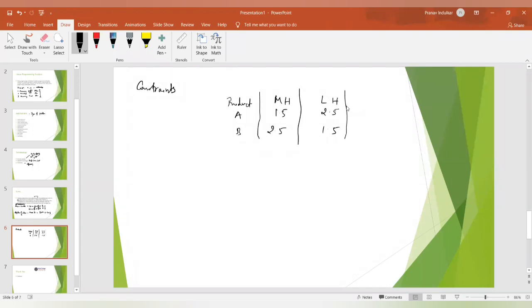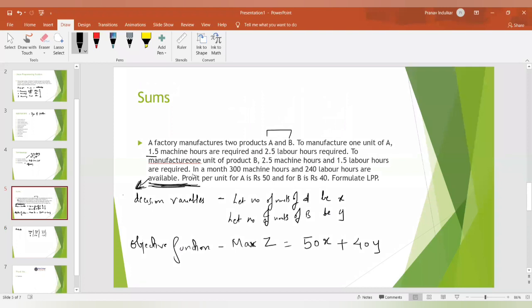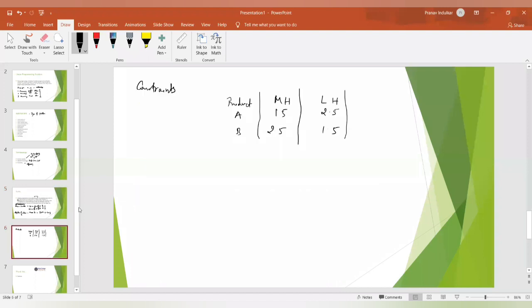Okay, now यहाँ पे ना कुछ limitation दिया है कि in a month 300 machine hours and 240 labor hours are only available. So in a month 300 machine hours. तो machine hours कहाँ पे है? यहाँ पे है. You see this machine hours? I marked the arrow. So इसके नीचे मैं क्या लिखूंगा? 300. और labor hours का कितना है? 240.